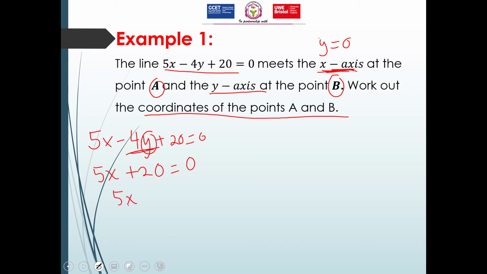So 5x equals minus 20, dividing both sides by 5. So your value of x will be minus 20 over 5, which is minus 4.